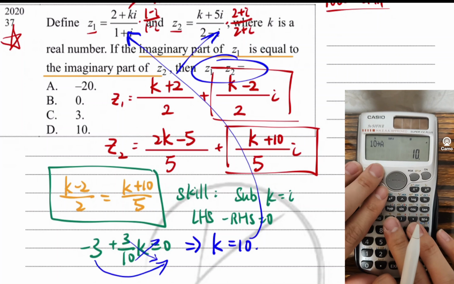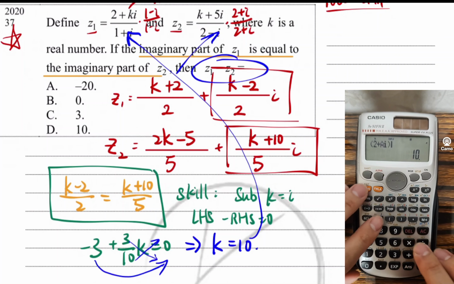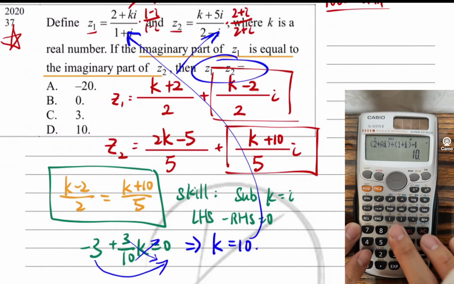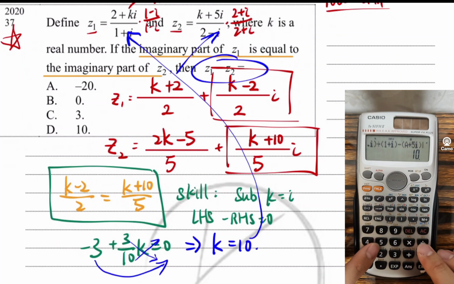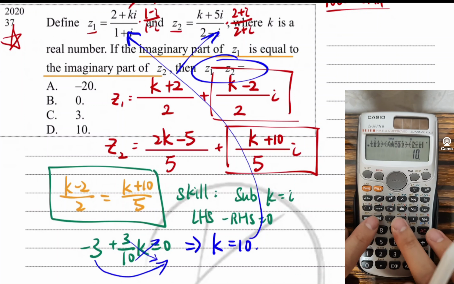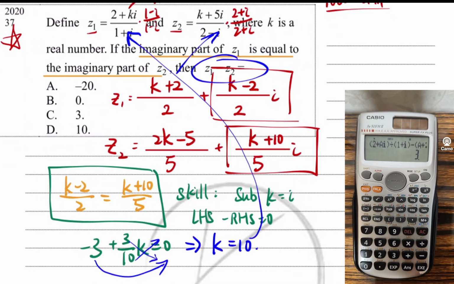Store it in A. For example, (2 plus Ai) divided by (1 plus i), and then minus (A plus 5i) divided by (2 minus i). Now you get 3. Then C will be your answer. This question combines different skills, so please watch it again and again to make sure you understand the 10,000 skills, the substitute i skills, and finally how to press your calculator.